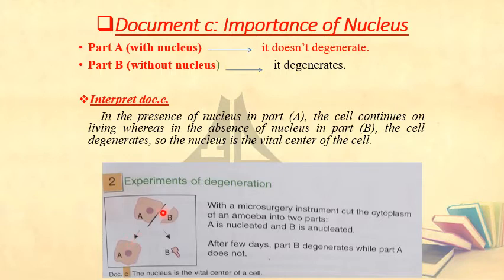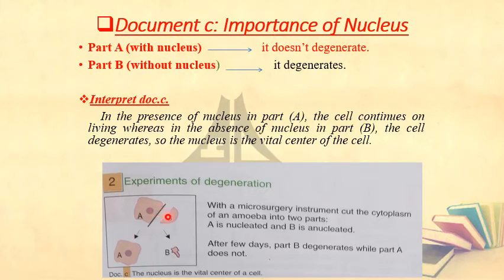This cell was cut into two parts, part A and part B. And if you look, part A contains the nucleus, and part B is unnucleated, it doesn't have the nucleus. If you notice, part B of the cell degenerated. What do you mean degenerated? Died. It doesn't undergo renewal. It was not able to renew itself, while part A of the cell, which contains the nucleus, renews itself and becomes a new cell.